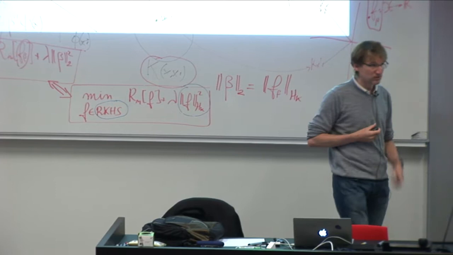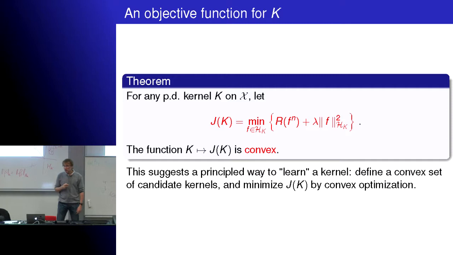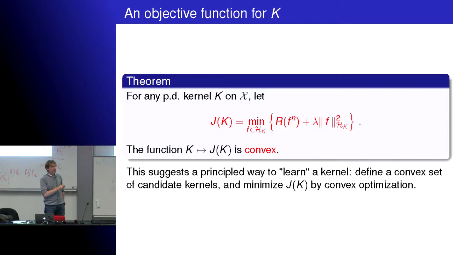In the Gaussian process world, it's completely different. In a Bayesian setting, it would be different. But here, this is what has been proposed for kernel methods: one way to assess whether a possible kernel is good or not is to look at the value of this minimum. Now, it turns out, and it's not obvious from this equation, that seen as a function of the kernel, this number is a convex function of the kernel.